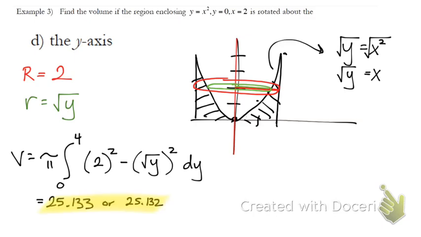I got 25.133 or 25.132, depending on whether or not you're rounding or truncating, but either of those is acceptable. All right, next problem.